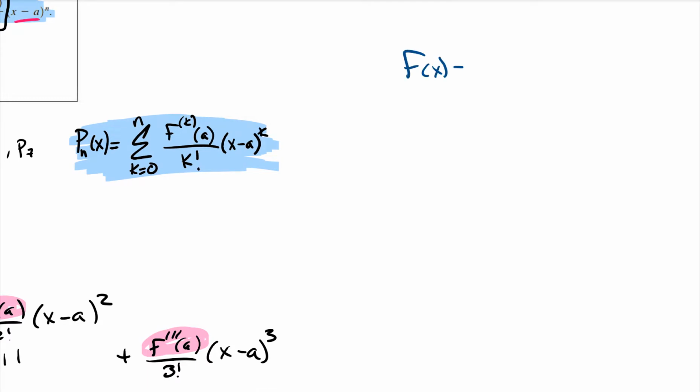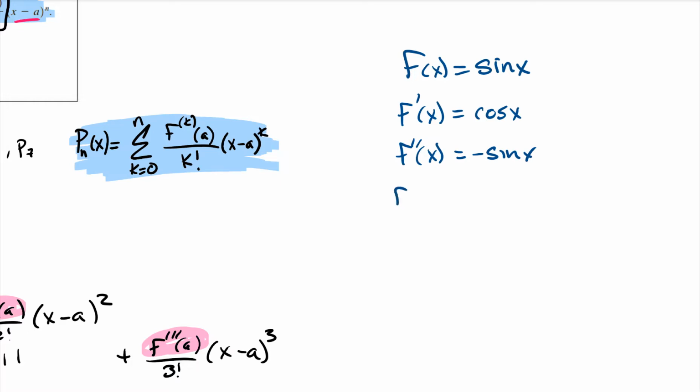f of x is equal to sine of x. Let's go find our derivatives, because this question is asking us to find it all the way up to the 7th. So first derivative, cosine. Second derivative, negative sine. Third derivative, we're going to go to negative cosine. And then our fourth derivative, and this is the way they write it, with just a little parenthesis around it, is going to be positive sine.